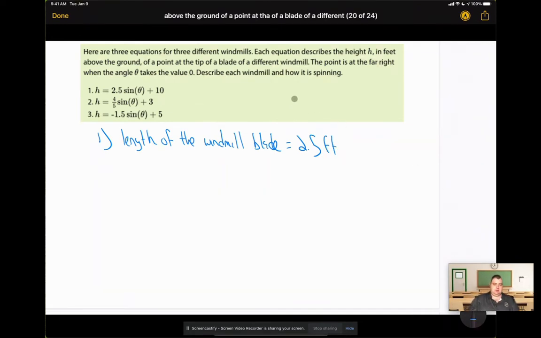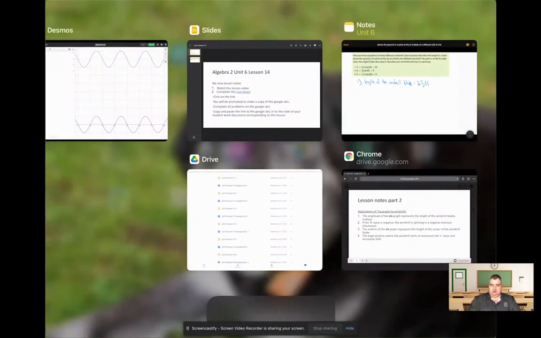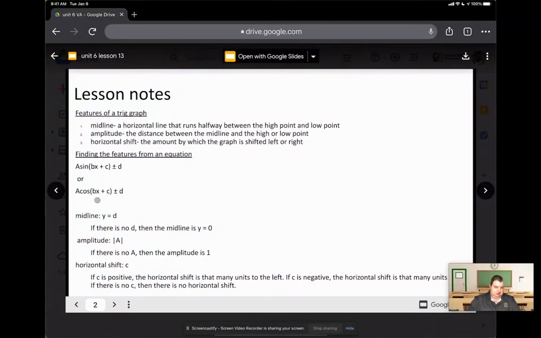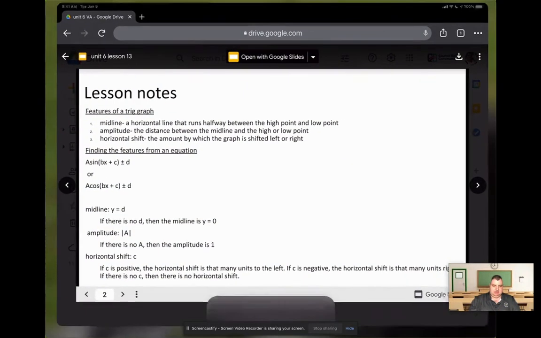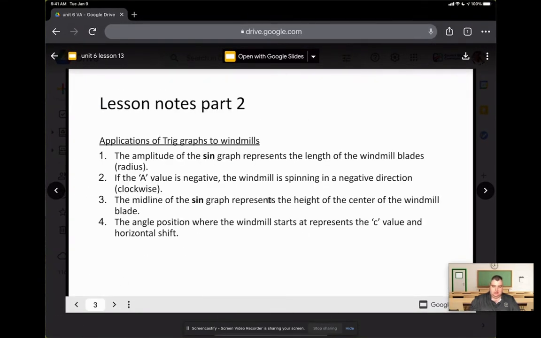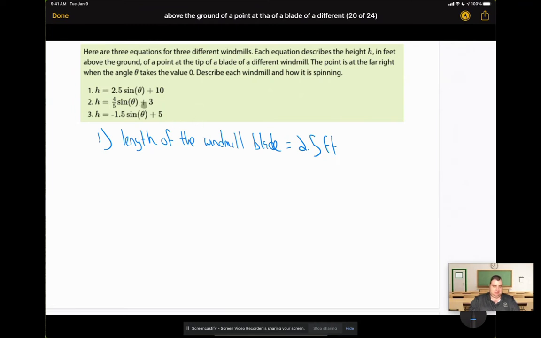Notice there's no number inside with theta, so going back to our notes, there's no number inside the parentheses with theta or x, so that tells me the C value is 0, which means it's starting at the 0 radian position. All right, that should not be a surprise because they told us that.